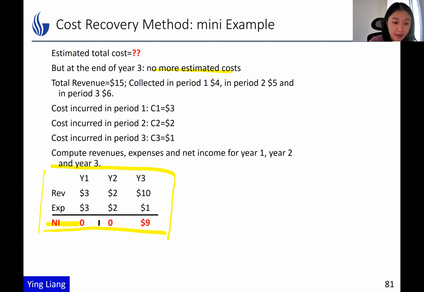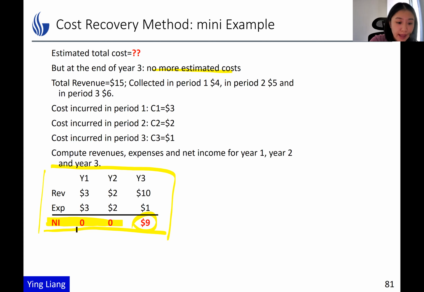We need to make the net income 0 and 0 in year 1 and year 2. And year 3 is the year that we finish the whole project. So we're going to totally allocate the 15 minus 6 equals 9 to year 3. And how are we going to do it?